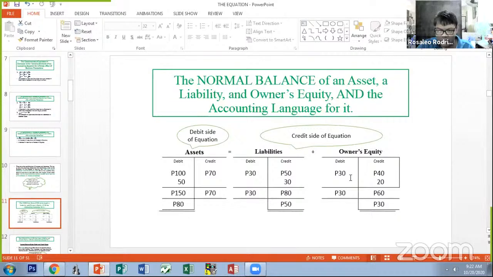And the same explanation applies with regards to the owner's equity. Increases in the owner's equity, as shown by this, are recognized as credit. Decreases, which is the opposite sign, are recognized as debit. So the opposite of increase is decrease, and the opposite of credit is debit in accounting parlance. Okay, let us now proceed to the next slide.